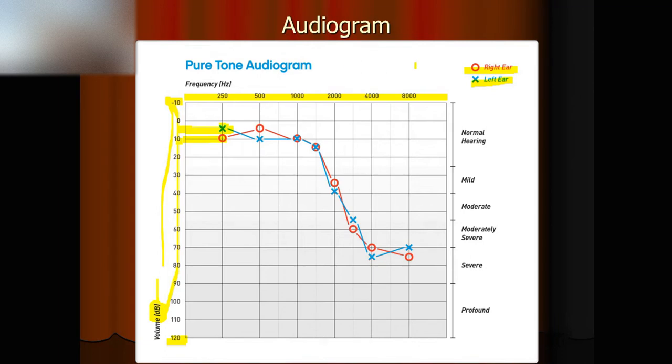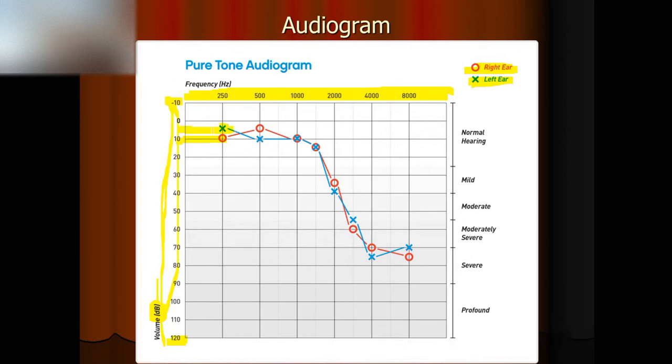If you look at the test result, we can see the x-axis is frequency from 250 to 8,000. The y-axis is volume or hearing loss degree. And the unit is dB. And the circle is for right ear and the cross for left ear. If this is my audiogram, by the way, this is a very typical shape of many hearing impaired people.